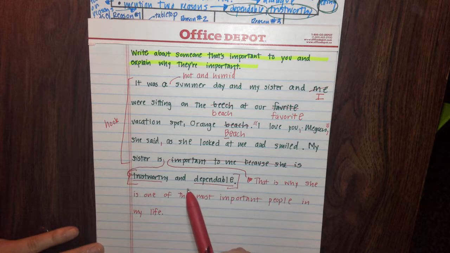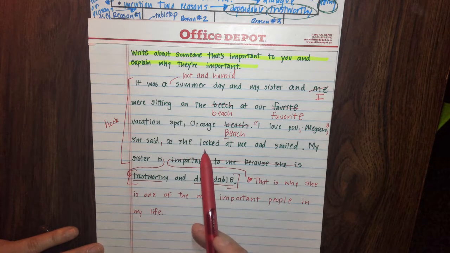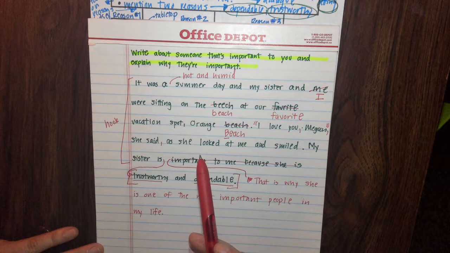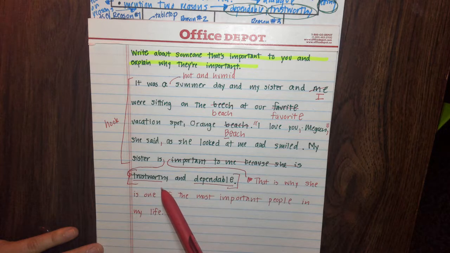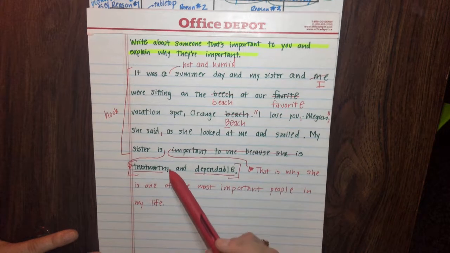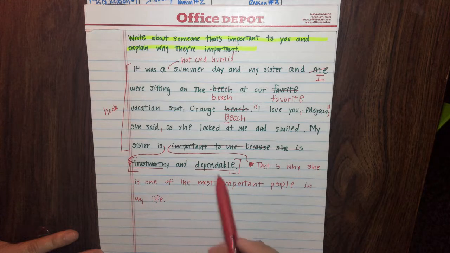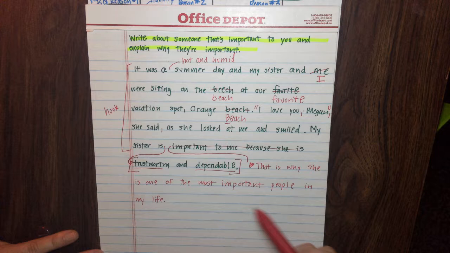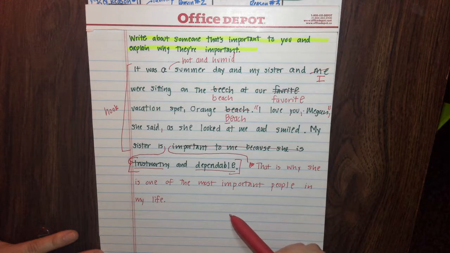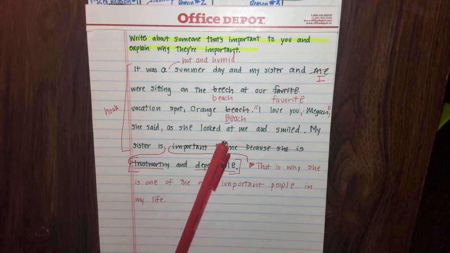Okay? So now my reader has a hook, so they want to read the rest of my essay. My reader has read my claim. My sister is trustworthy and dependable, and now I'm going to spend the next 3 paragraphs convincing them that she's trustworthy and dependable. And they also know what my prompt is. That's why she's one of the most important people in my life. Not only do they know what my prompt is, but they know that I understand what my prompt is. Okay, so that is how you write an introduction for an expository essay.